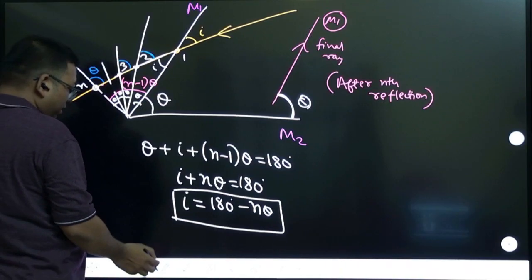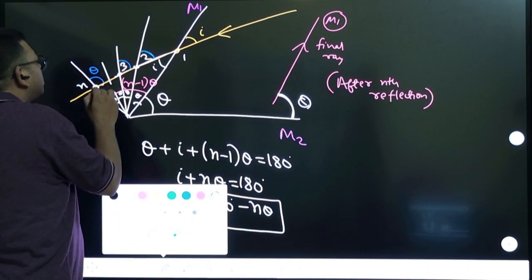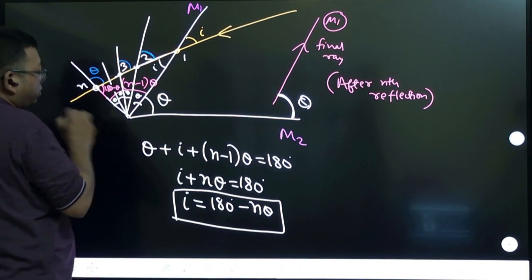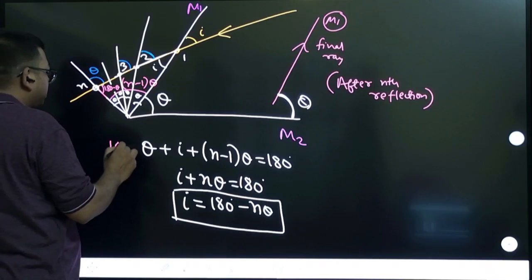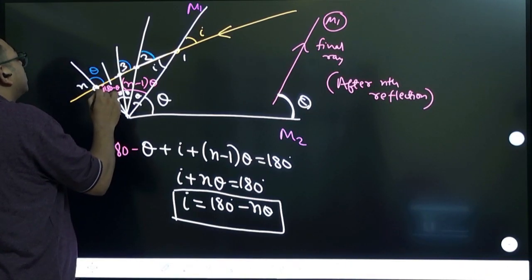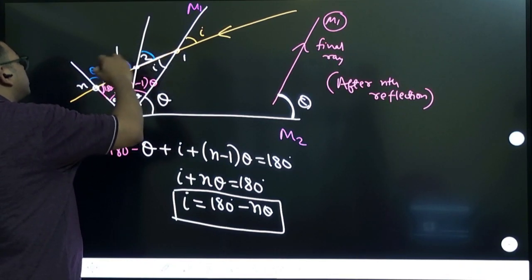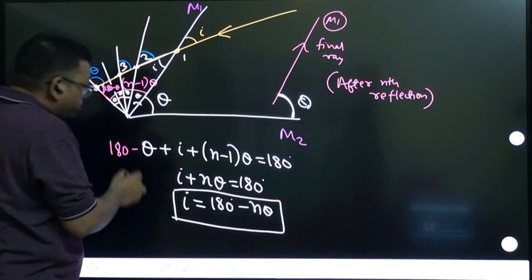So let us check again. I think it should be 180 minus theta. This angle should be 180 minus theta. So here I will put it as 180 minus theta, because these are the glance angles. This I, then this one, this one, this one, right? Okay, so change it here.